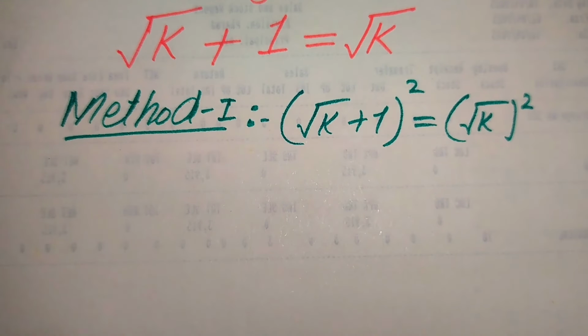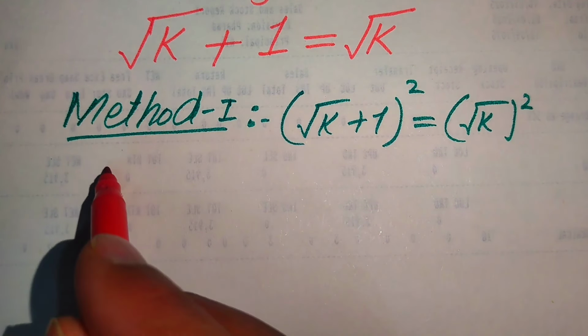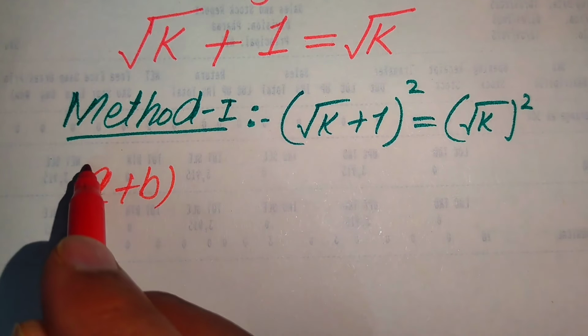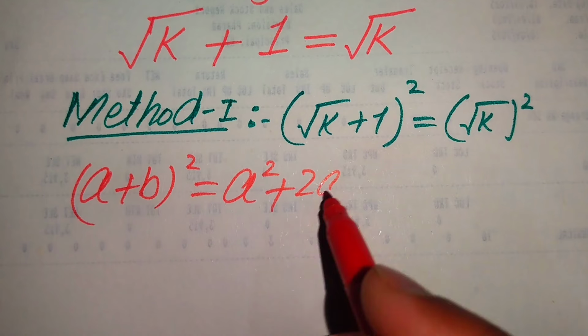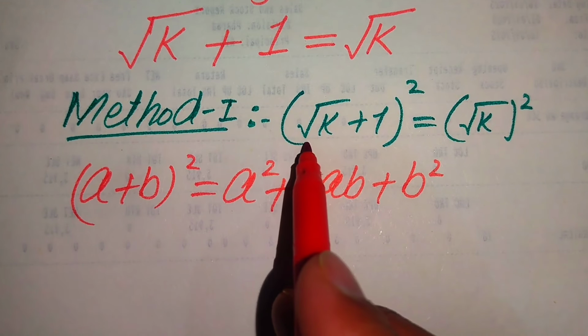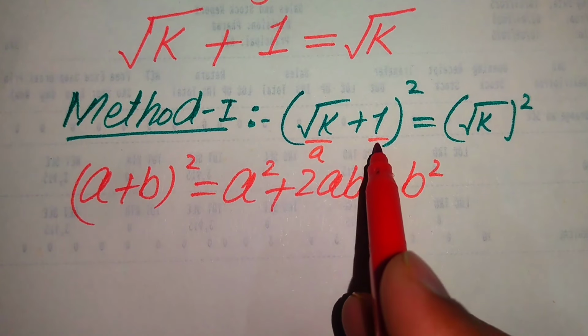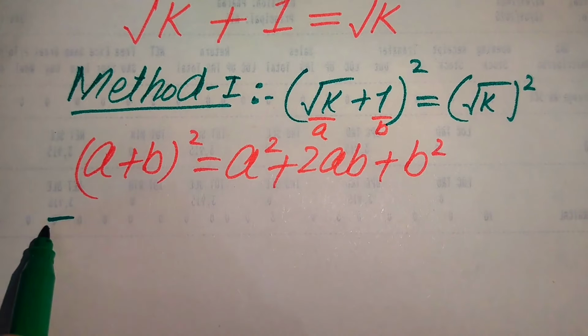Okay, and here we need more simplifications, so in the left hand side we use the nice algebraic formula. You know about that: if we have a plus b whole square, it is equal to a square plus 2ab plus b square, and you see here this term is our a and this term is our b, and after applying this formula it will be written in this form.